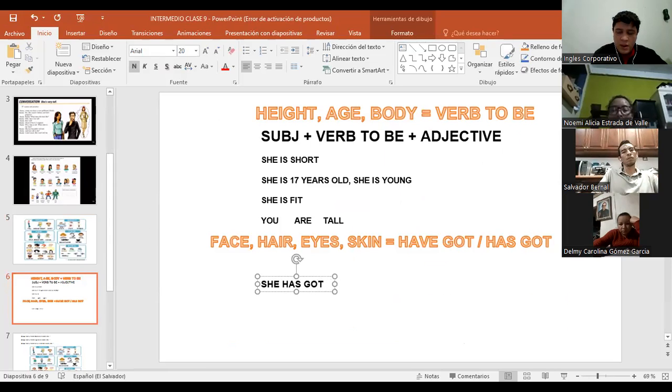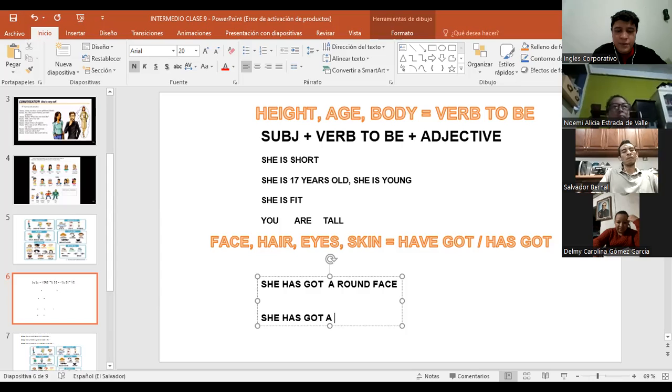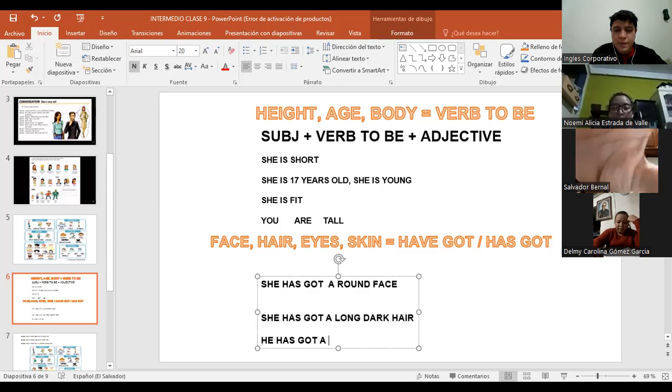Okay, don't worry. She has got a round face, don't worry. So, she has got a round face, or we can say she has got long dark hair, okay? Or let's see, she has got blue eyes. Okay, we have this one.